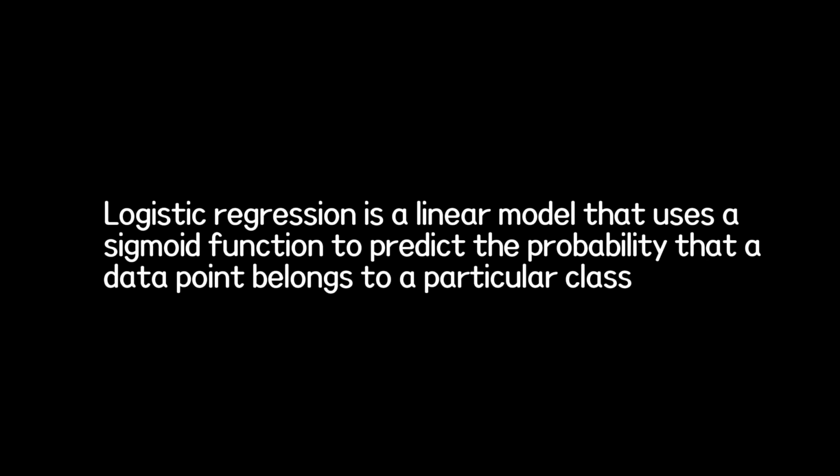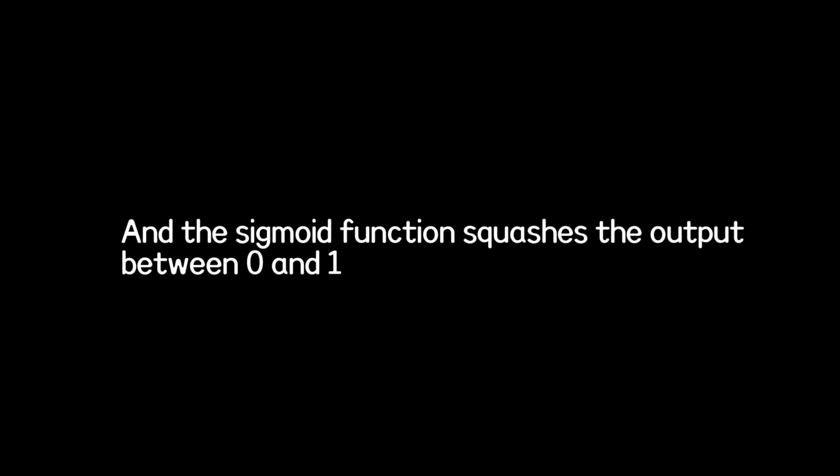Exactly. Now, what about logistic regression? How does that work for classification? Logistic regression is a linear model that uses a sigmoid function to predict the probability that a data point belongs to a particular class. It's commonly used for binary classification problems, but can be extended to handle multiple classes as well. So it outputs a probability, not just a yes or no. Right. And the sigmoid function squashes the output between 0 and 1, giving you a probability interpretation. Got it.